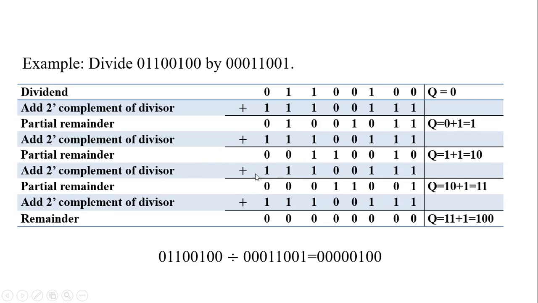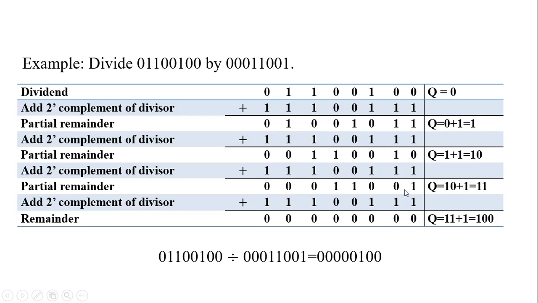Add 2's complement again. This is not 0 and not negative, so we have to continue. So again add the 2's complement of the divisor, so we get this partial remainder. So we add 1 to the quotient. The quotient previously was 1 0, now it becomes 1 1. This is a binary addition. So again this is a partial remainder, and we add the 2's complement of the divisor. So this is the 2's complement of this divisor.